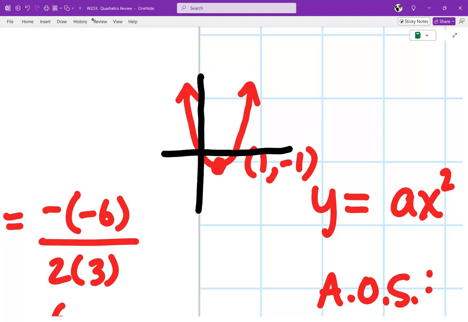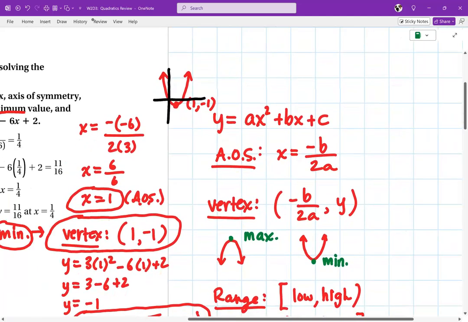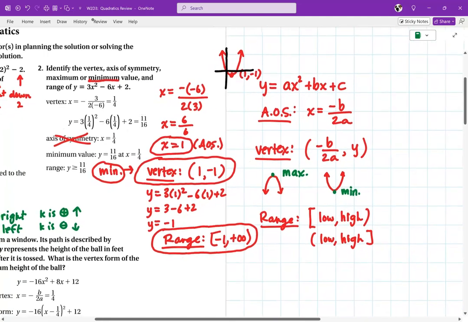So what's the lowest it goes? Negative 1. And then what's the highest it goes? To infinity, because of the arrows, right? They keep going up. So it's from negative 1, how low, to how high. Range is always low to high. Okay? So, but yeah, so these two questions, pretty involved questions.